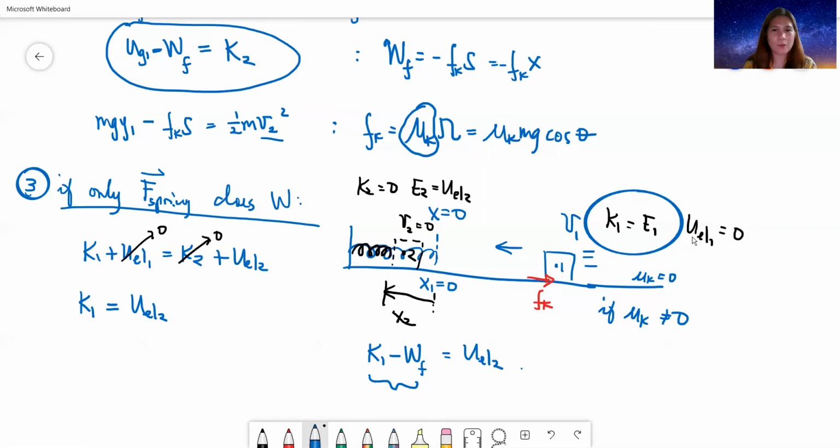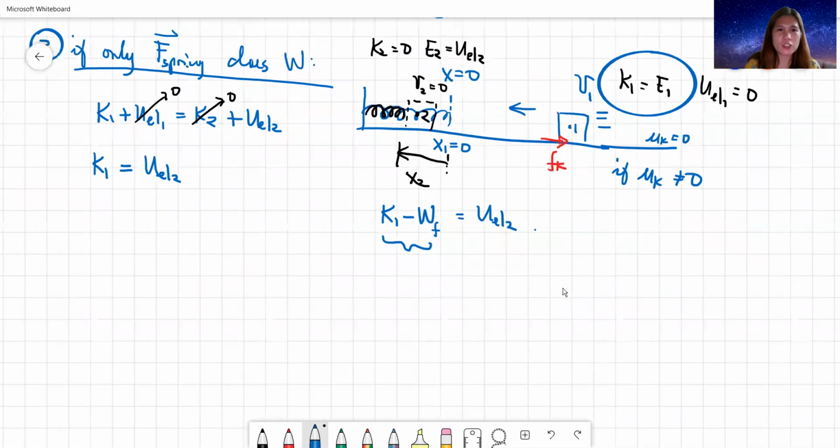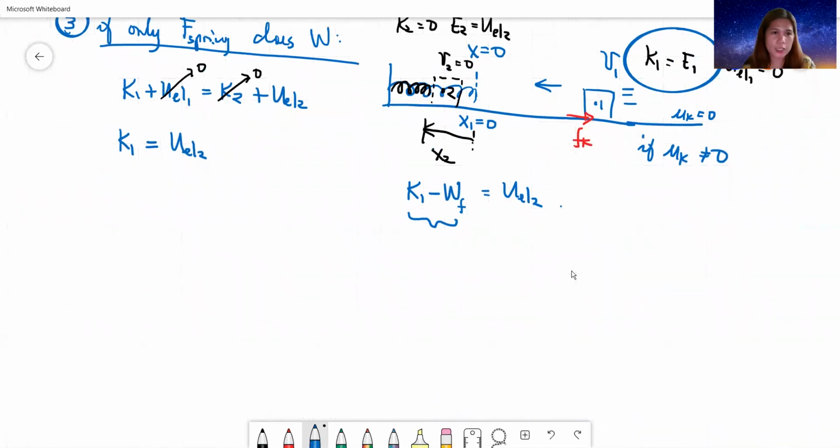Okay? Now, in the problem set, there is a combination. Merong ginagawang work si spring. Tama ba? Let me look at it for a while.